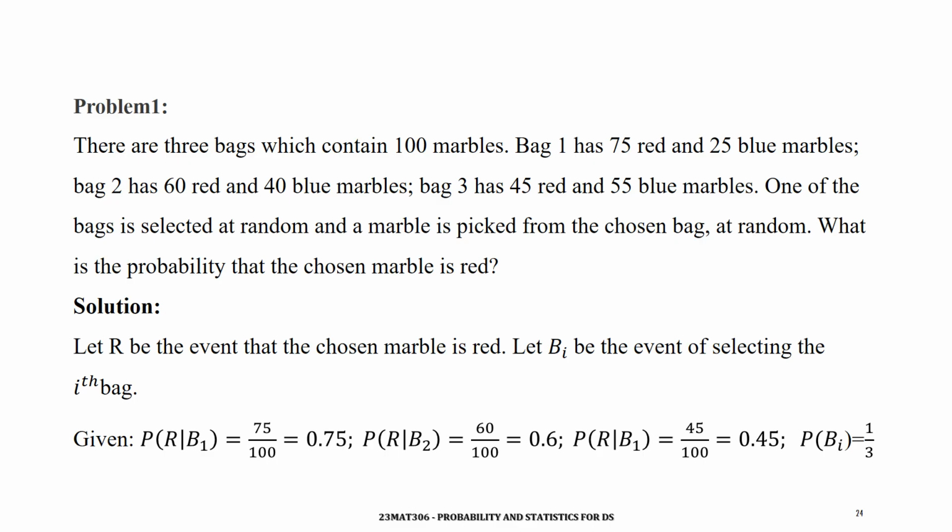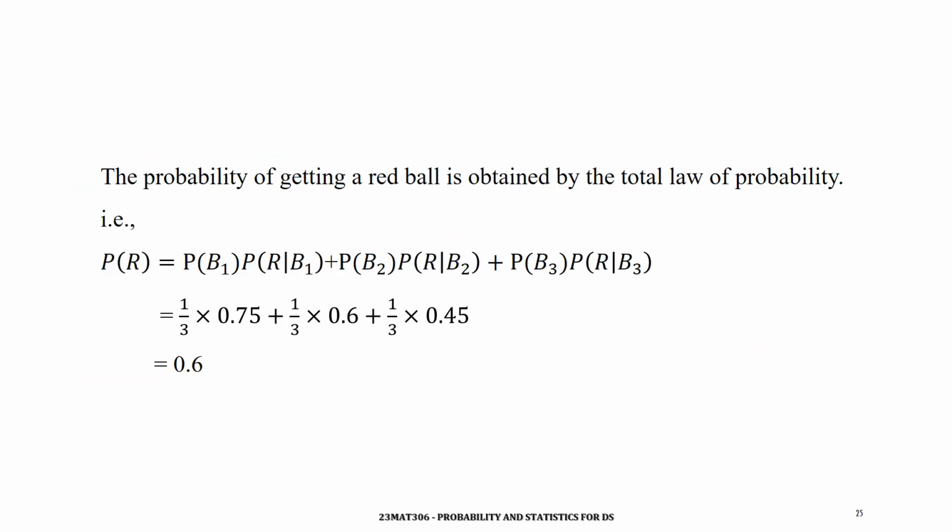So to find the probability of getting a red marble, we use the law of total probability by considering each bag separately and summing their contributions. And this final result gives the overall probability, that is, probability of R equals summation of i equal to 1 to n, probability of Bi into probability of R given Bi.